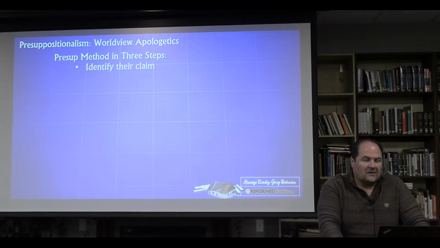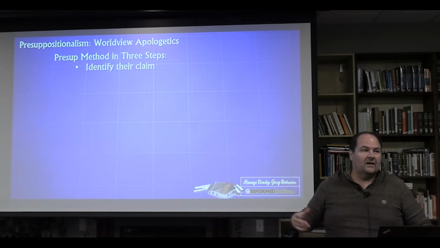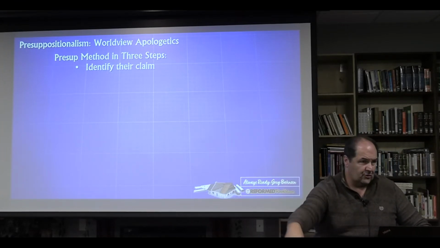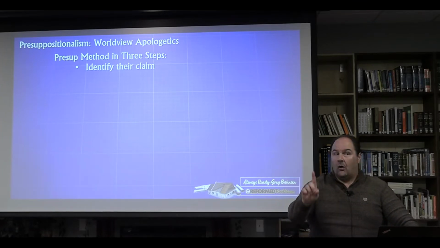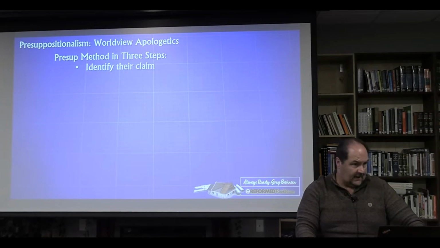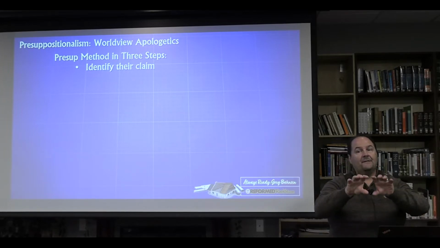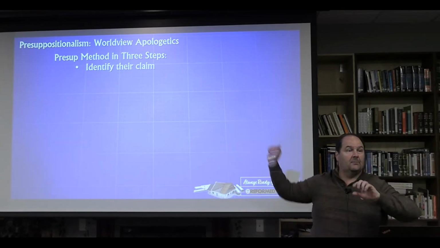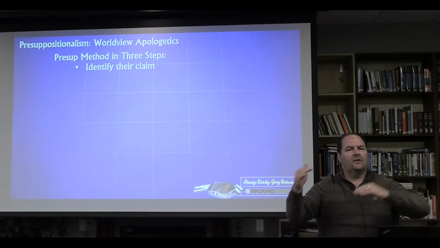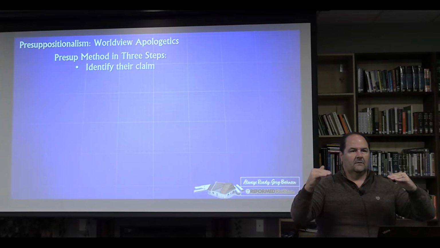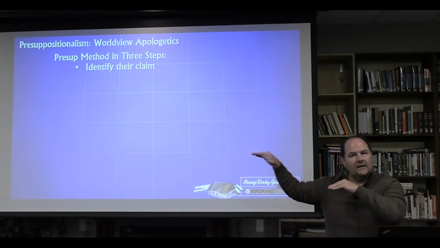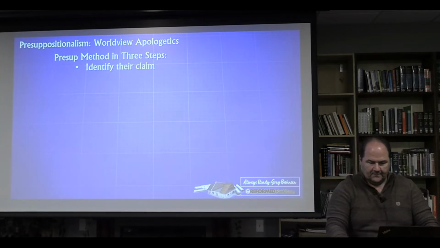All right. First thing you want to do is identify their claim. When the atheist says, that's not true, or it's wrong to own human beings as slaves, you want to identify that and figure out where it fits in the puzzle. When he says it's wrong to own people as slaves, what kind of claim is that? It's a moral claim, okay? So now we know we're dealing with morality.